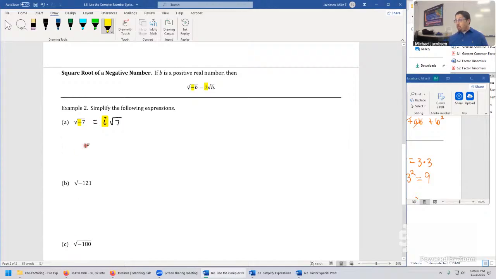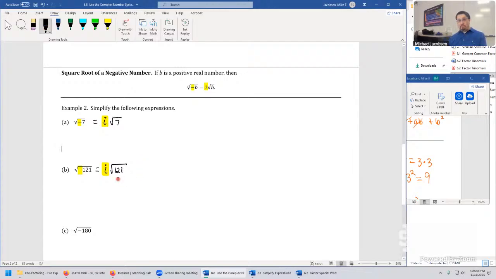But let's move into part B next. It's the same concept as before. There's a negative like you see here. This turns into i times the square root of 121.